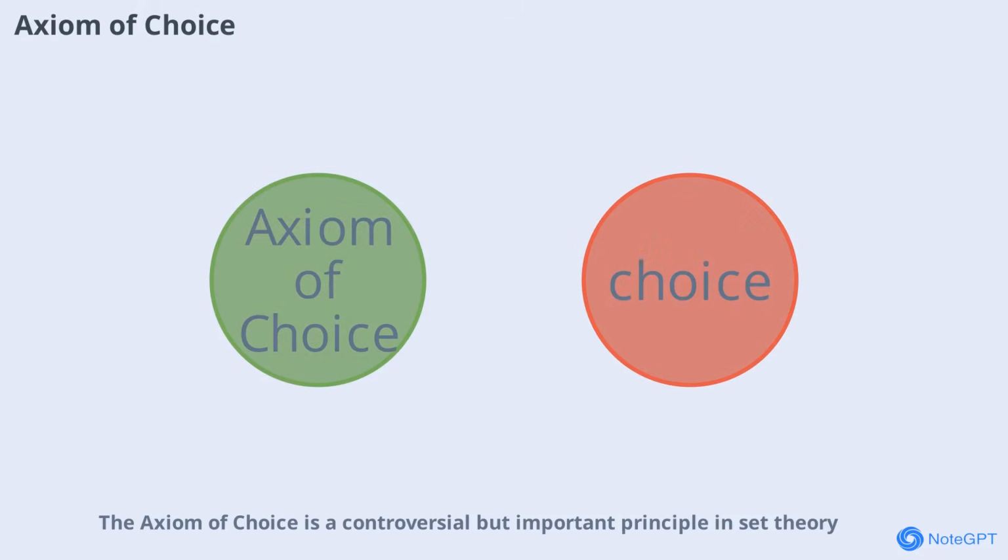The axiom of choice is a controversial but important principle in set theory. It states that given any collection of non-empty sets, it's possible to choose one element from each set, even if there's no explicit rule for making the choice. This axiom has far-reaching consequences in mathematics.